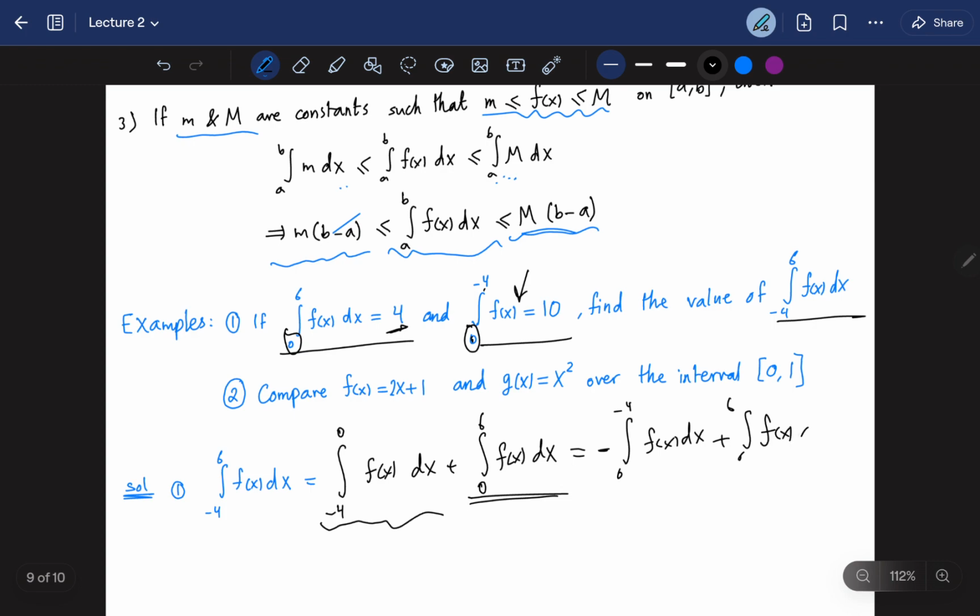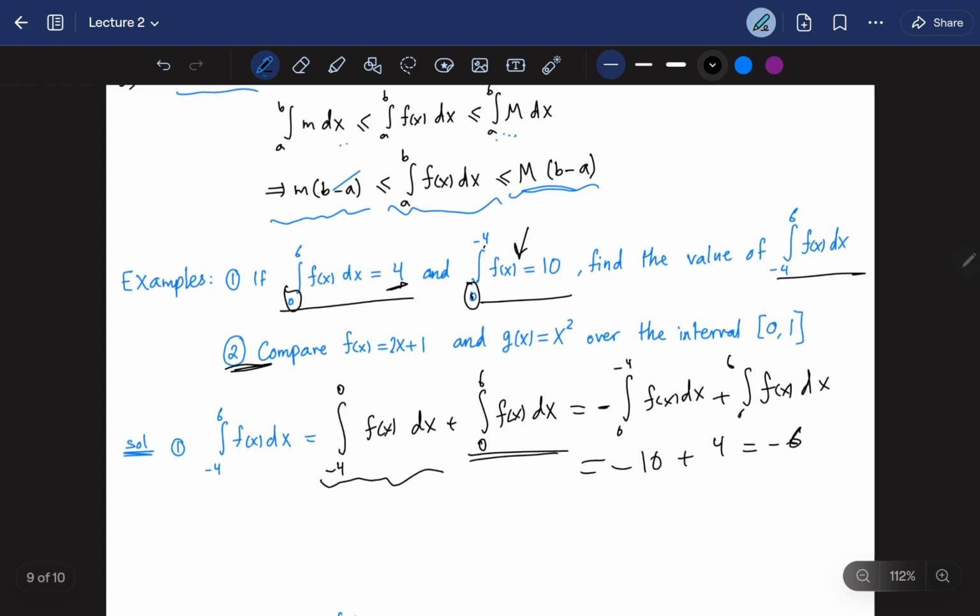And now I have all the information needed to just evaluate it. This is just going to be negative 10 plus 4, which is negative 6. And you can use all of these different properties to split integrals or combine them into one, depending on the question.